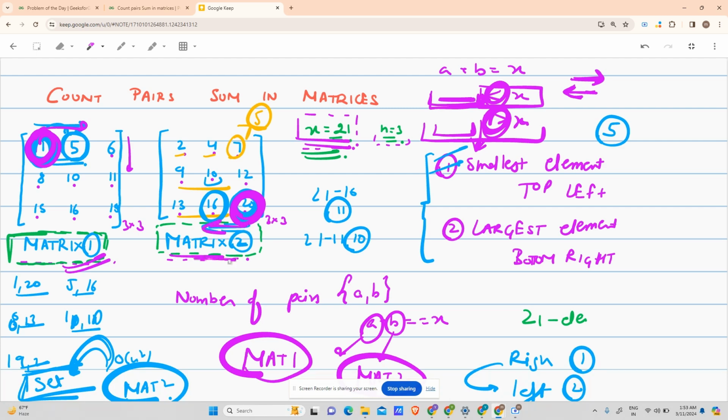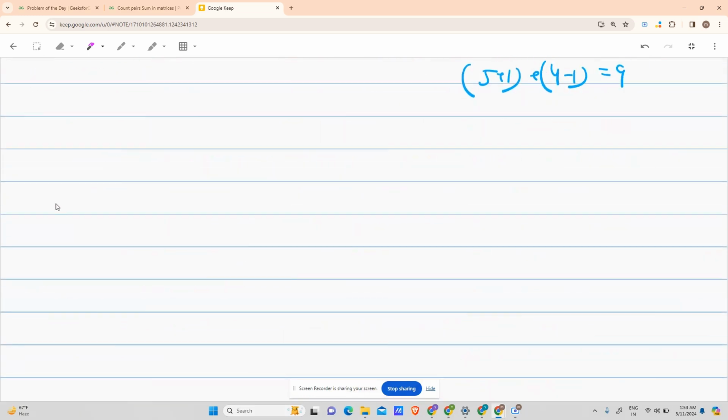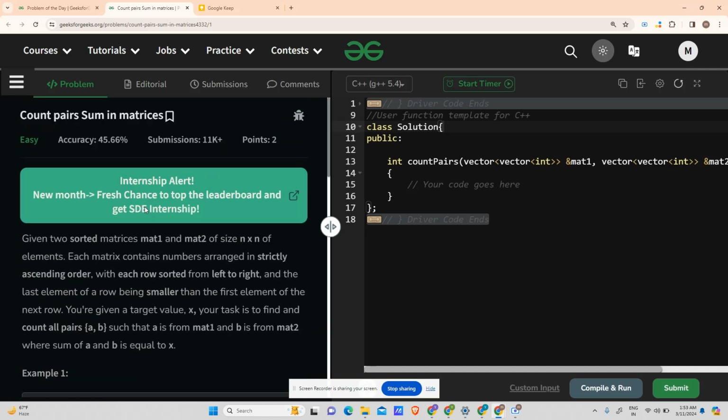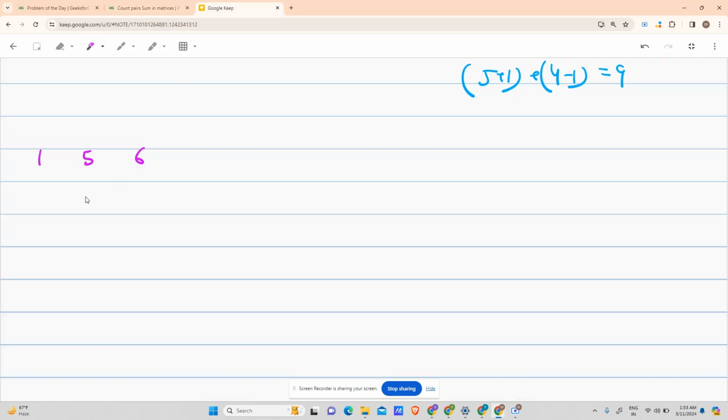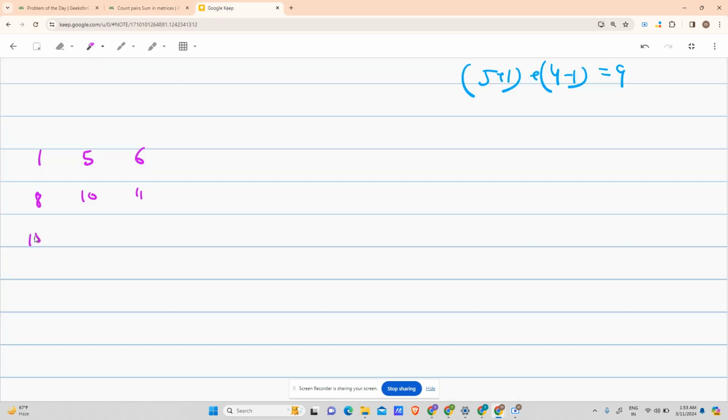Matrix 2, right? I hope you understood. Let us draw it once again. So our matrices are: let me copy down from here. 1, 5, 6, 8, 10, 11, 15, 16, 18. This is my matrix 1.